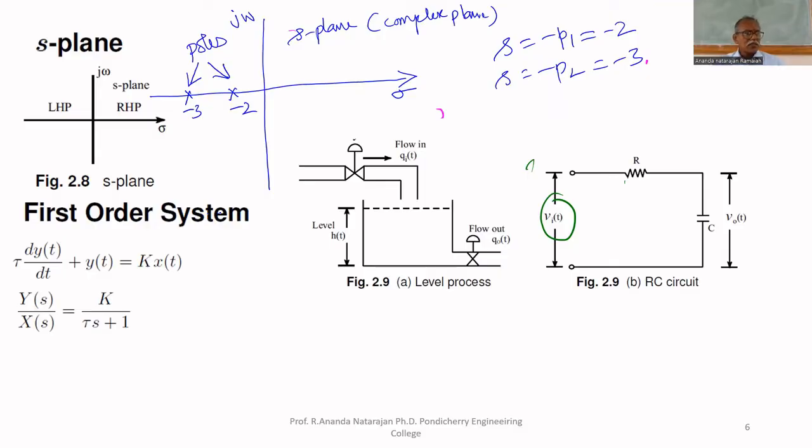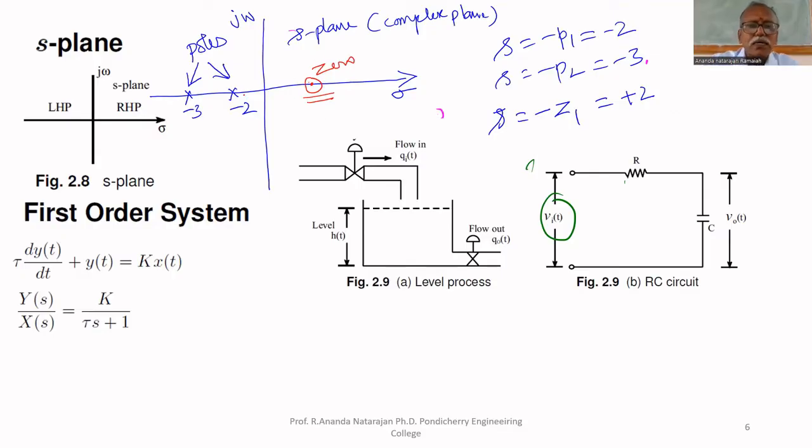The numerator roots are called zeros. S equal to minus Z1, say equal to plus 2. Then it will be mentioned here. A zero will be represented by a circle. Poles will be represented by a cross mark or X mark, and zeros will be represented by a circle.